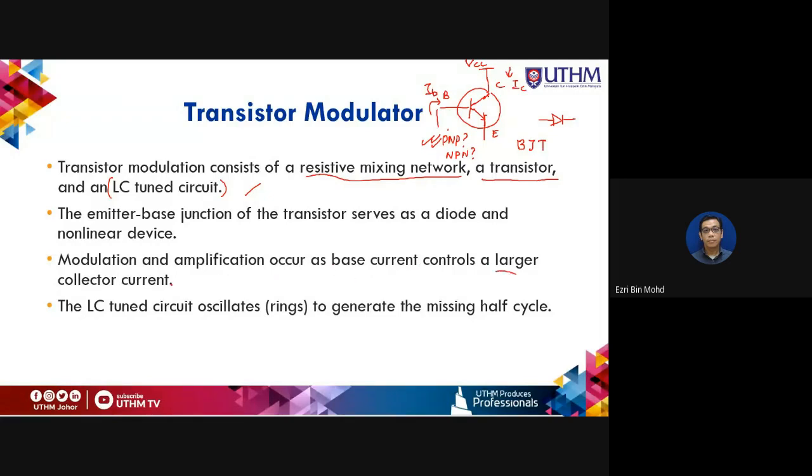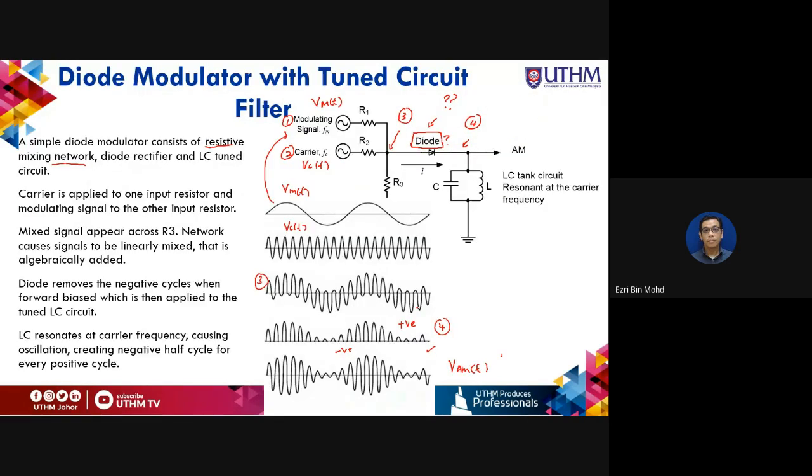Why larger collector current? Because the collector here, the point collector is supplied by VCC here, right? So VCC normally in transistor plus 5 volt, plus 3.3 volt and apa lagi? 12 volt macam tu lah, dia tak besar lah. Okay. The LC tuned circuit oscillates to generate the missing half of the cycle. Ni sama juga. So dia sama function as diode modulator, tapi in transistor modulator, the diode is replaced by a transistor.